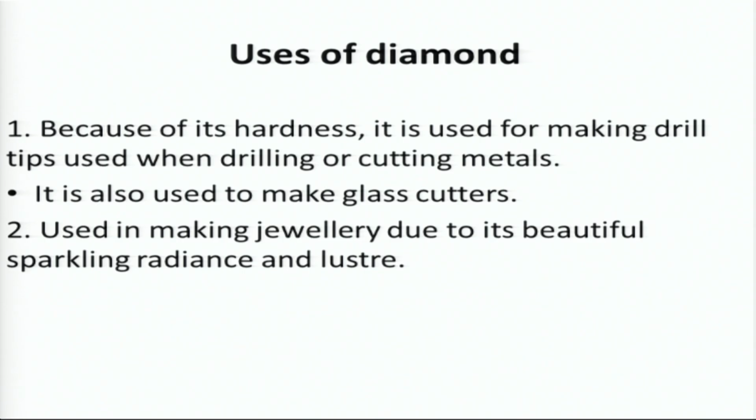You know how hard the metal is. Not everything can cut a metal. But because of the hardness of diamond, given by the strong covalent bond that joins the carbon with the carbon, diamond is the hardest substance and can be used in drilling or in cutting metals. So you see how we relate the physical properties with the uses. It is very hard. What does it help us do? It is used in making drill tips for drilling or cutting of metals. All right, so we are relating the physical properties with their uses.